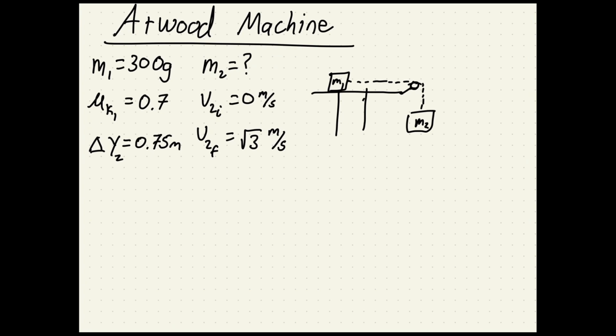So here, the physical situation that we have is mass 1 is equal to 300 grams, mu sub k is equal to 0.7, and this is the mu sub k for M1. There's no surface interaction for M2, so we don't have one. The distance from where this thing starts until the ground is 0.75 meters. We'll call that delta y2. And then we want to know what mass M2, if I were to hang it on there, would give me a final velocity of square root 3 meters per second after traveling a distance of 0.75 meters directly down.